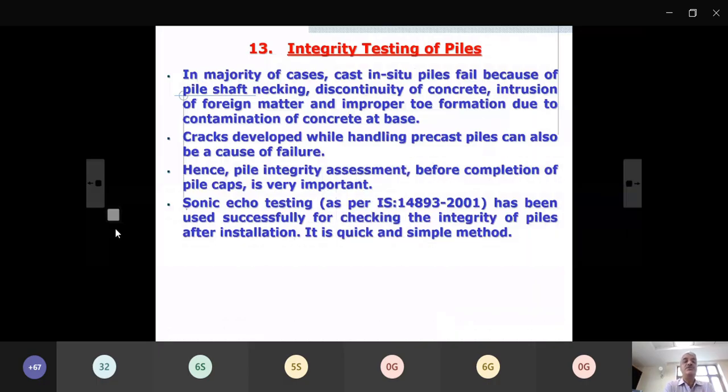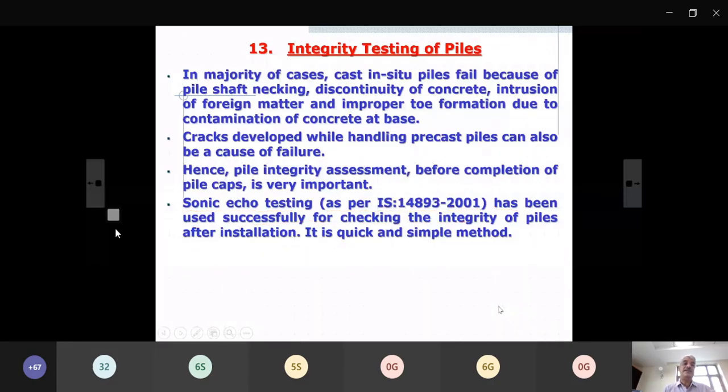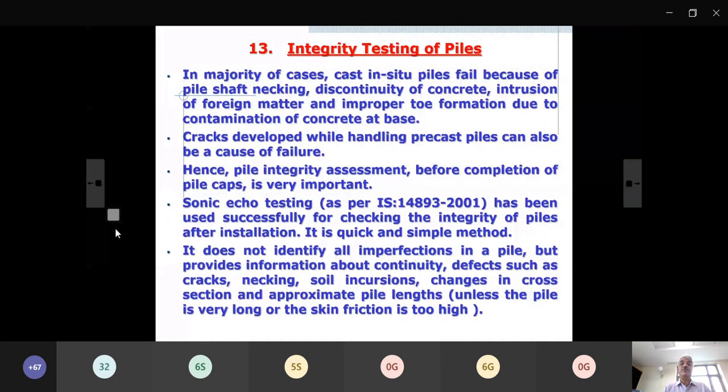Out of these, the one which is very common is known as sonic echo testing. There is an IS code for that also, IS 14893. This has been used successfully for checking the integrity of piles after installation. This is a quick and simple method. Of course, it needs a very experienced person to interpret. It is like an ECG. ECG तो कोई भी मेरे जैसा आदमी बटन दबा के कर ले, लेकिन उसको समझने वाला चाहना must be rare कि उस ECG से मतलब क्या निकल रहा है. That is more important.